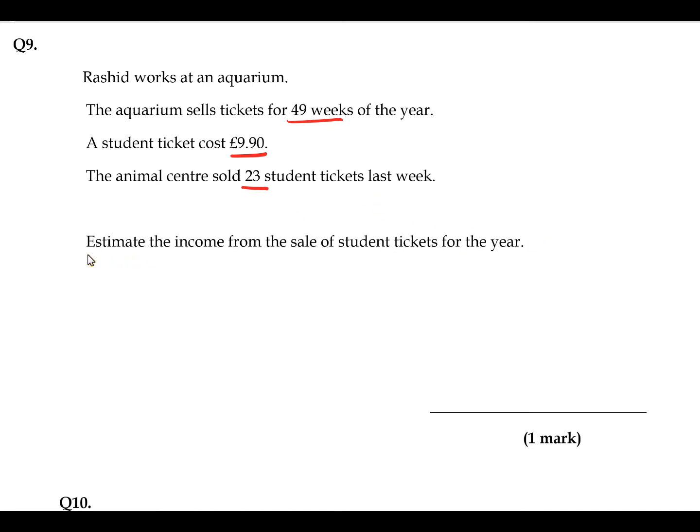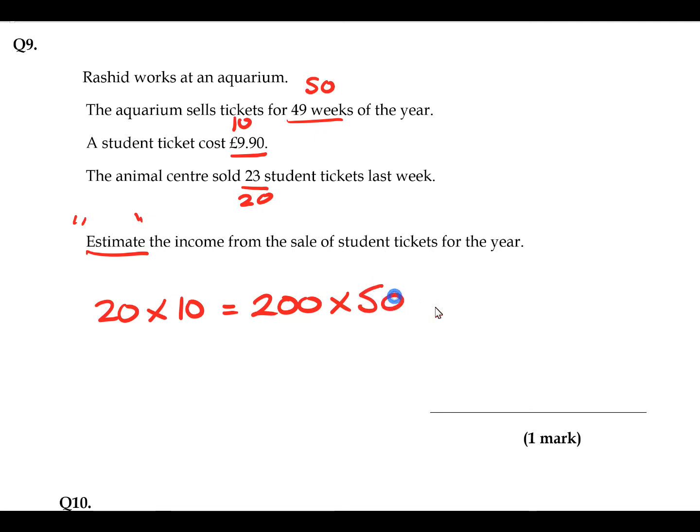So the word estimate means we're going to round the numbers to make the maths as easy as possible. So we'll call it 50 weeks, we'll call it £10, and we'll call it 20 students. So using our estimated numbers, we have 20 students a week at £10 per student gives us £200 for the week. And then we've rounded the number of weeks to 50. So 2 times 5 is 10 plus the 3 zeros we ignored. So the estimated income is £10,000.